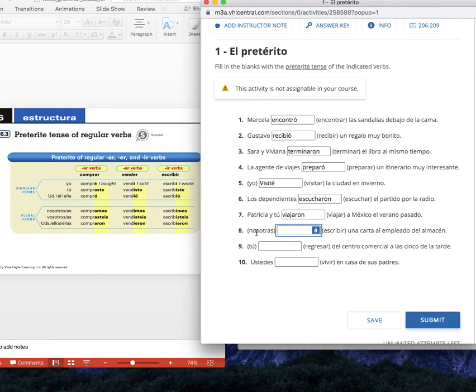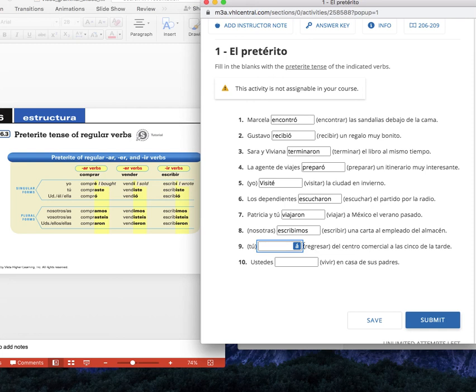Alright, número 8. We have nosotras, and we have the verb escribir una carta al empleado del almacén. So we wrote a card to the employee of the department store. So we look over here, it's an IR verb. In fact, we even have the verb escribir. We find nosotros. Escribimos. Muy bien.